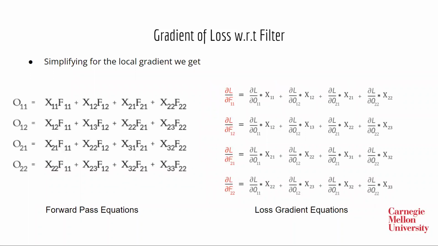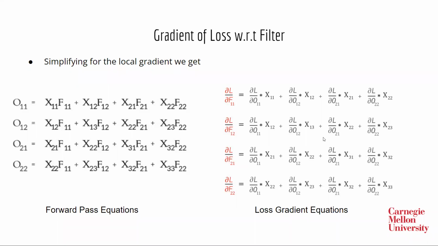Going forward, we are simplifying those equations even further. So these were our forward pass equations, as you can see. And in this particular part, we had a gradient of loss with respect to O11 multiplied by gradient of O11 with respect to F11. So in order to calculate that, if you look at the forward pass equations, gradient of O11 with respect to F11 is going to be X11. Similarly, you can look that up for all other examples as well.